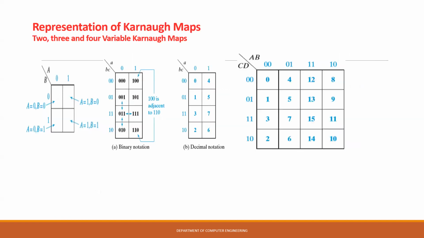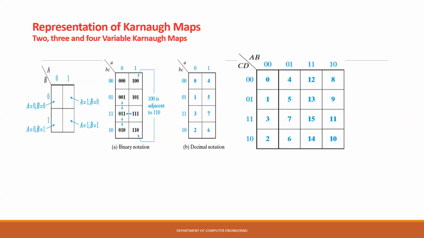Now, let us discuss the basic representations of K-map for 2, 3, and 4 variables. Here, vertical representation is used. We can follow horizontal representations as well. Here, vertical representation is implemented for 2 variables, 3 variables, and 4 variables.